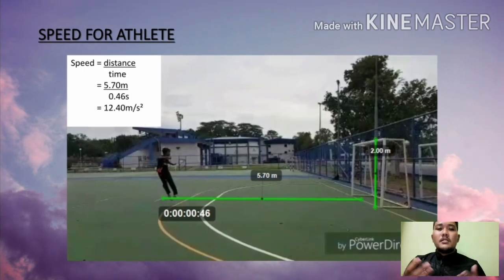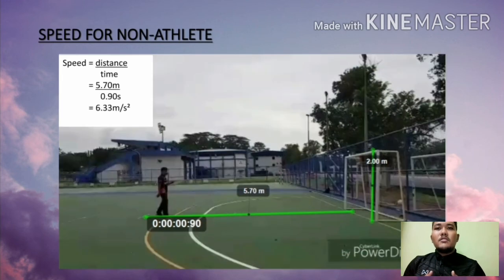And then the distance traveled for the ball to the goalpost for the non-athlete is the same as for the athlete. For the non-athlete, the time taken for the distance traveled is 0.90 seconds. So distance traveled divided by time taken, we get 6.33 meters per second for the speed of the non-athlete to shoot the ball.